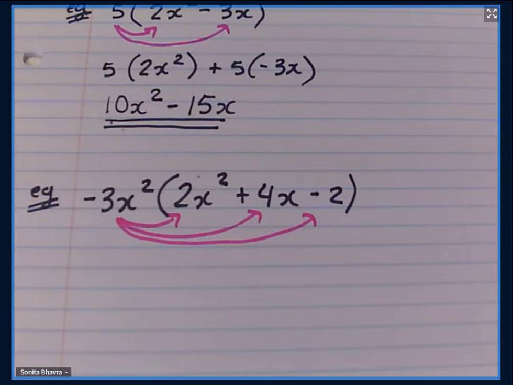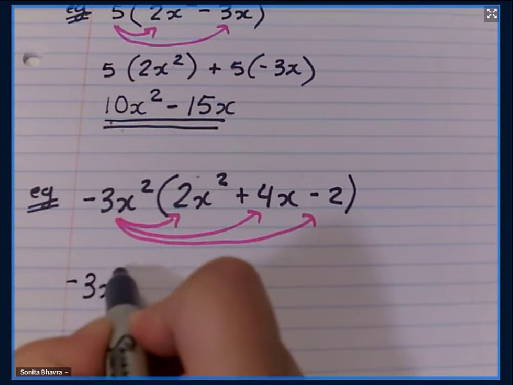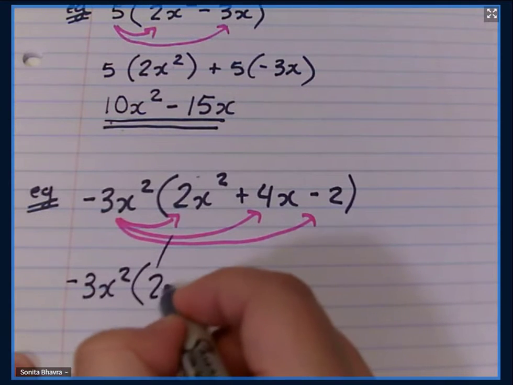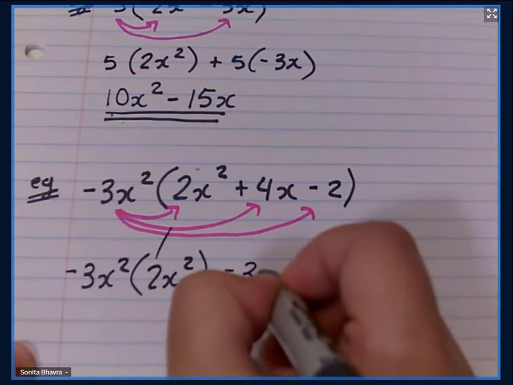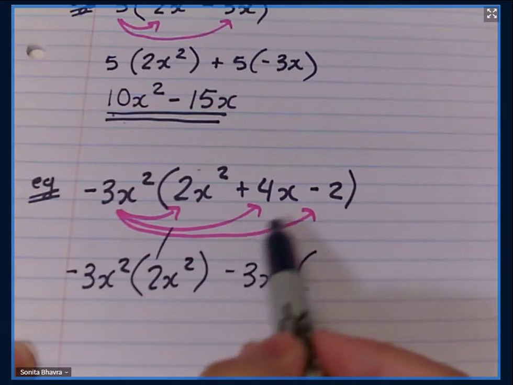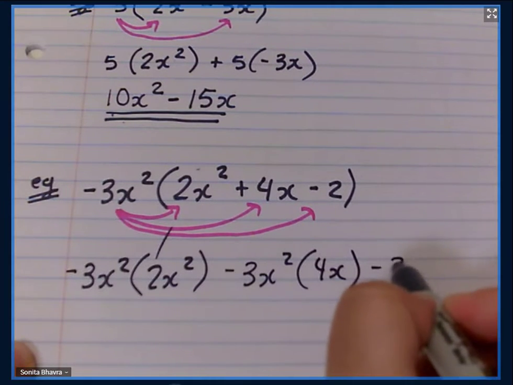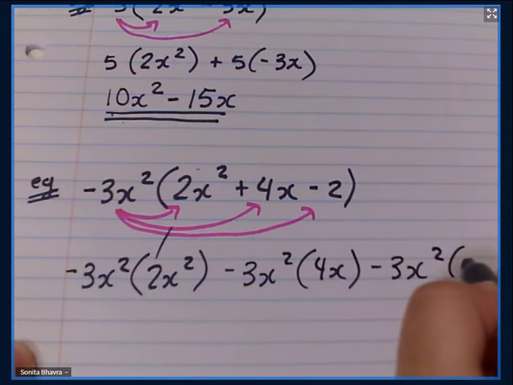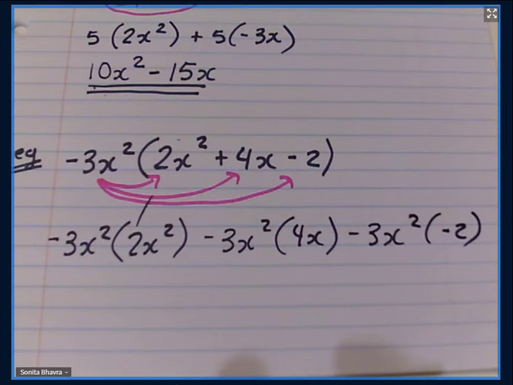To show this as distributive property, we could just write this out as negative 3x squared multiplying the first term, 2x squared, and then that negative 3x squared multiplying the second term, which is 4x, and then that negative 3x squared multiplying the negative 2. So that's just showing that method of distributive property.